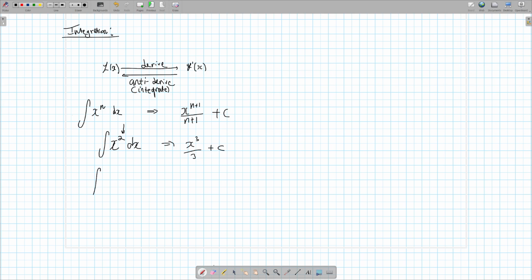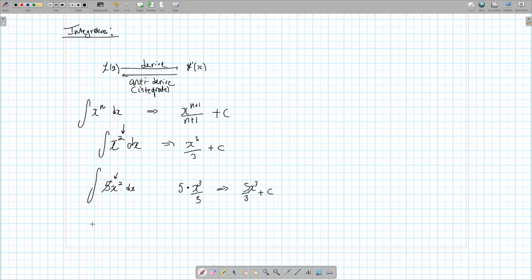How about, let's say, integral 5x squared dx. Here, many students will get confused. Anytime you have something multiplied by a number, leave that until the end. Put it on the side, and then just integrate. Let's get rid of the 5. Leave it to the end. x squared integrated is x cubed over 3. So you get 5 over 3 x cubed plus c.